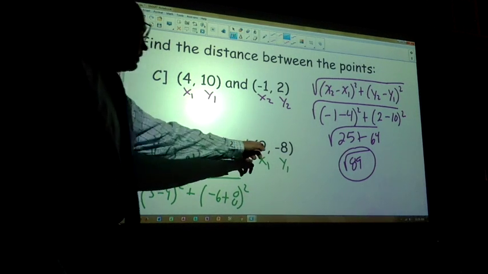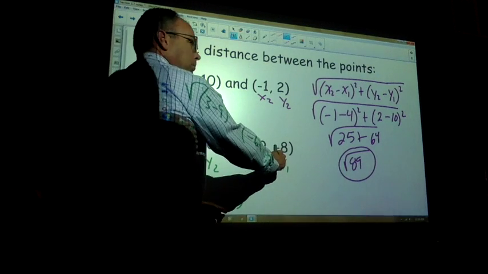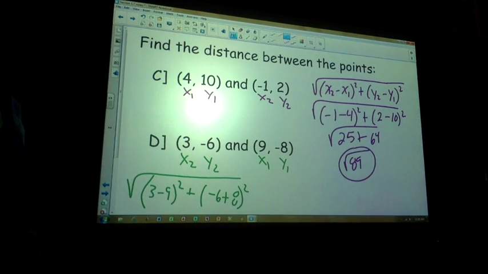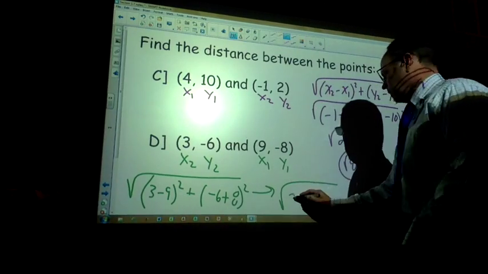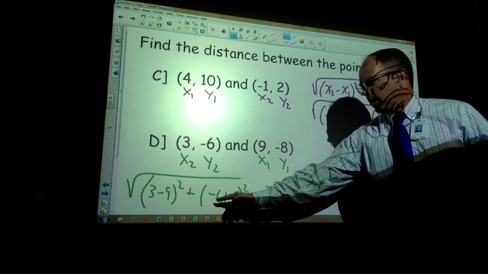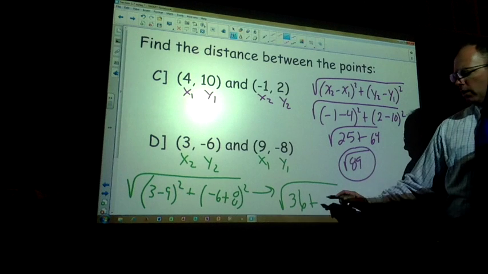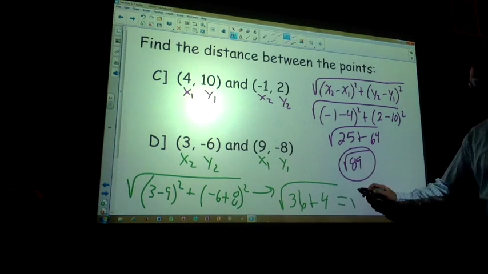So 3 minus 9, negative 6 minus negative 8 is negative 6 plus 8, correct? 3 minus 9 is negative 6 squared. Negative 6 squared? 36. So under the radical, I have 36 plus negative 6 plus 8 is 2. 2 squared is 4. This comes out to square root of 40.